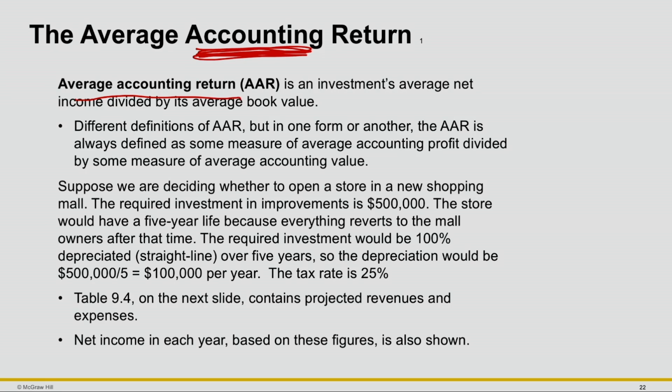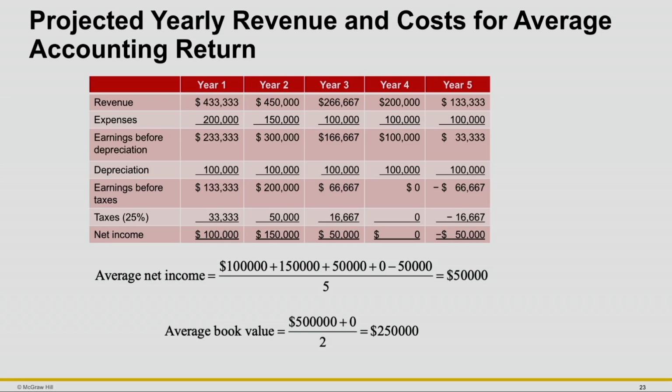So suppose that we're opening up a new store, and the cost to renovate the space is $500,000, and the store has a 5-year life. And then everything reverts back to the owner of the mall at that point. The required investment would be depreciated over 5 years using straight line. So we would have a depreciation of $100,000 every year. We have a tax rate of 25%. And so we're going to look at what those numbers turn into on an income statement.